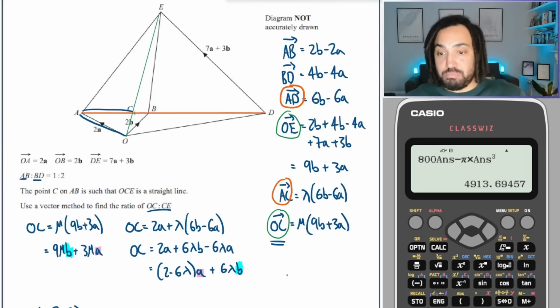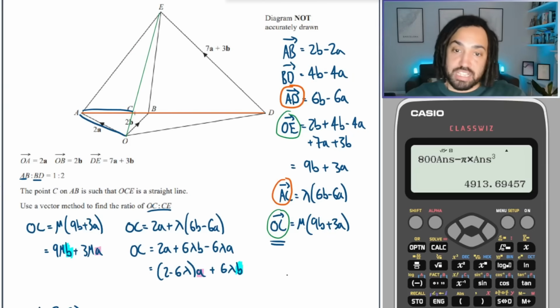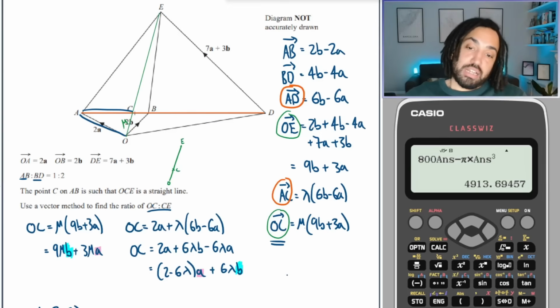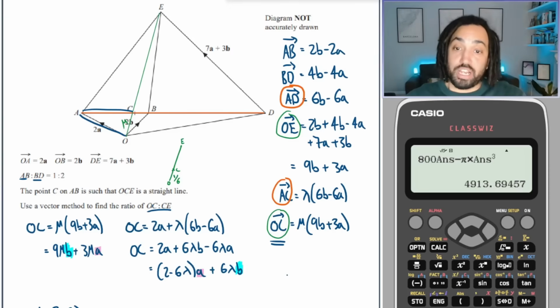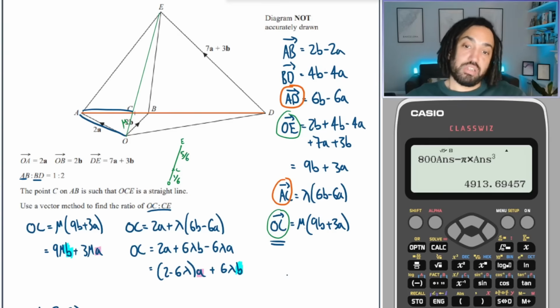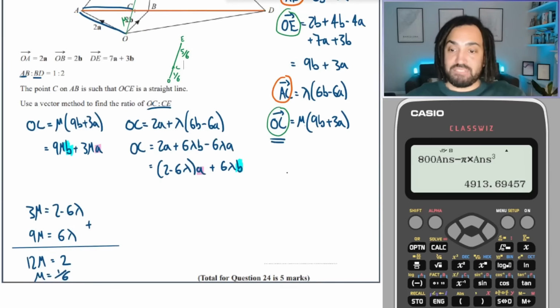And in fact, mu is what we defined as the fraction of OC along the green line. So if I draw out OC a bit clearer, we've got O here, we've got E at the end, sorry, and we've got C here. And this is 1/6 of the fraction of the line OE. So therefore this part is 5/6. So therefore the ratio is 1 to 5. And that is my final answer.